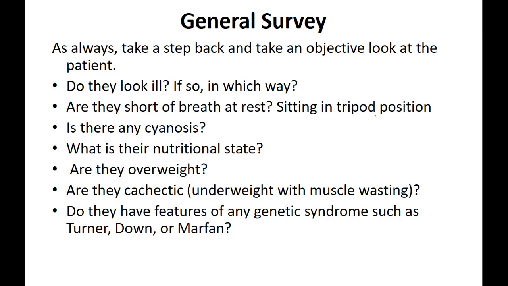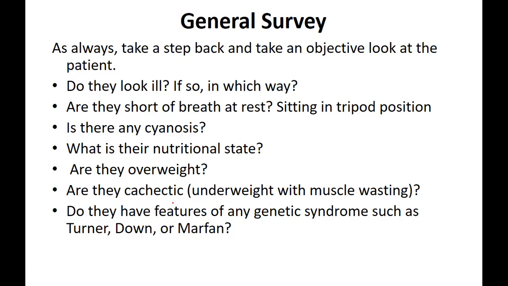Do they sit in a tripod position, where maybe they sit with the two hands leaning forward, supported on the bed, and the third point is the sacrum? That's a tripod position, which most patients will assume when they have difficulties with breathing. Do they appear to be cyanosed? What is their nutritional status? Are they obese? Obesity is a risk factor for a lot of cardiovascular problems. Do they appear overweight? Are they cachexic, underweight with muscle wasting?